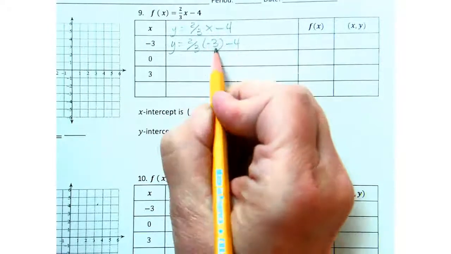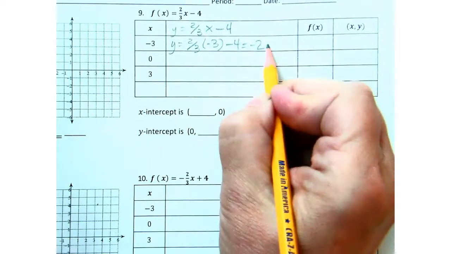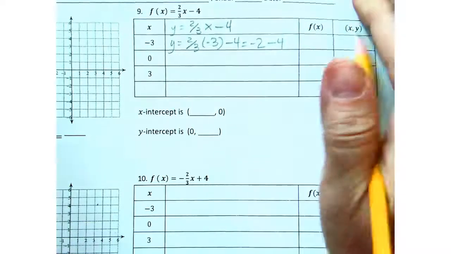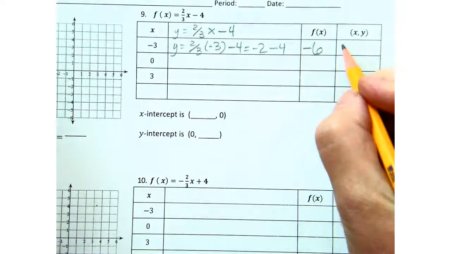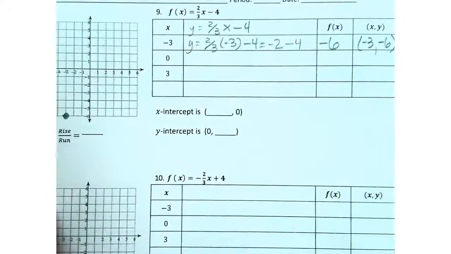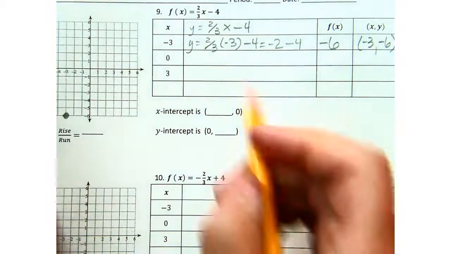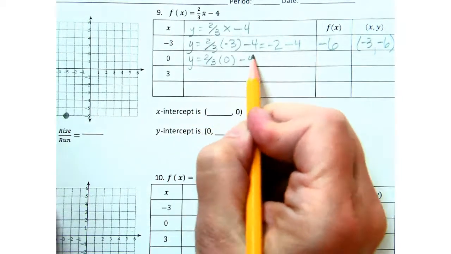So substitute -3 for x. We get 2/3 times -3 is -2. Now subtract 4 for -6. Our first point then is (-3, -6). Graph this point. Now substitute 0 for x, giving us y equals 2/3 times 0 minus 4.